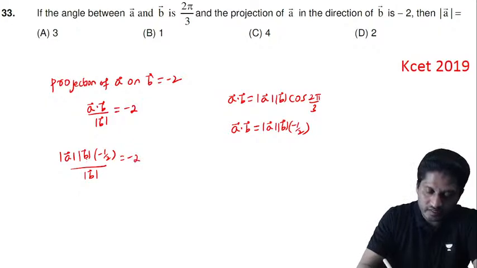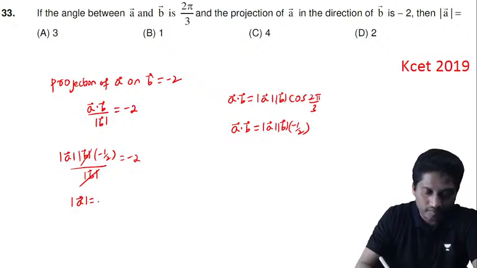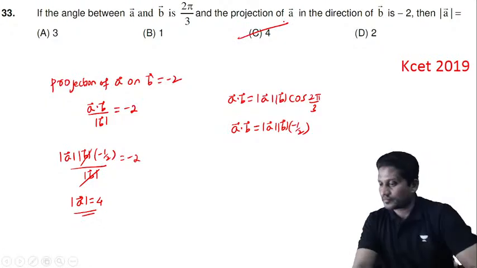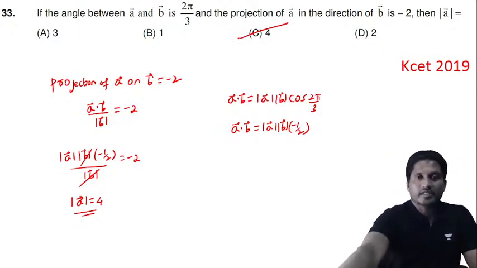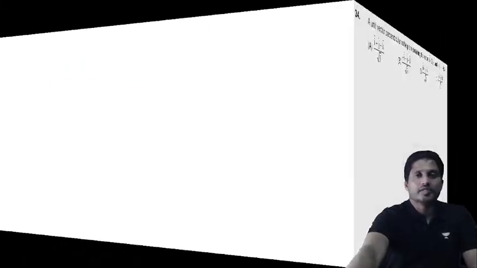So let me cancel this and cross multiply. Minus and minus is plus. Modulus of A is equal to, if you cross multiply 2, that will be equal to 4. Answer is option C. Let's move to the next question. Answer is 4 only. Third option.